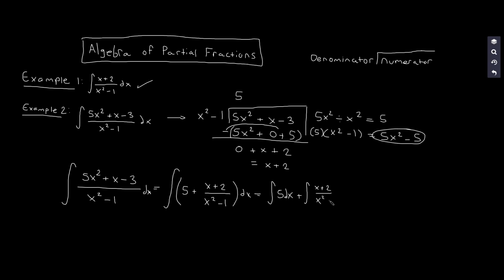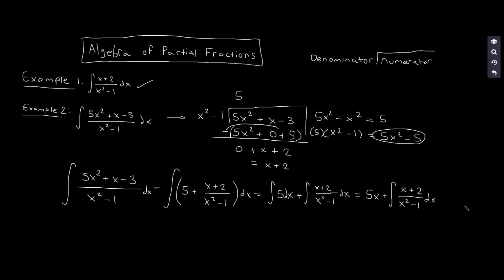over x squared minus 1 with respect to x. First part, that's going to be 5x. We can just integrate 5 with respect to x, we get 5x. But with this guy, this second term is a little bit more tricky. The indefinite integral of x plus 2 over x squared minus 1 with respect to x.